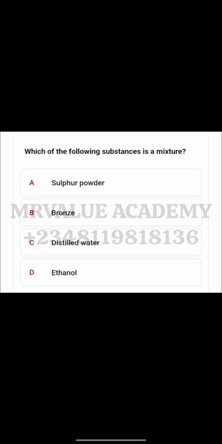Okay, next question. Which of the following substances is a mixture? Sulfur powder is a compound. Bronze, that's a mixture. That's an alloy of copper. It contains copper and tin. So that's a mixture. Distilled water is not a mixture. It's a compound, H2O. And then you have ethanol. Ethanol is also a compound, an organic compound. So the answer here is option B, bronze.